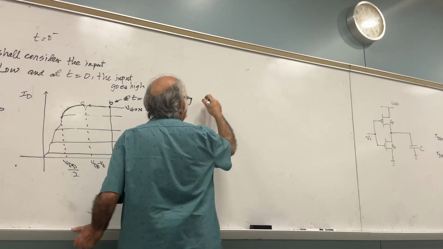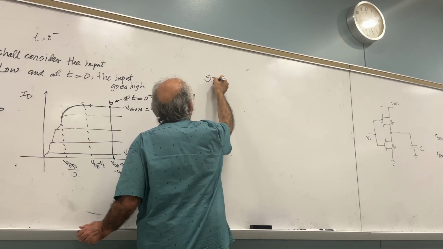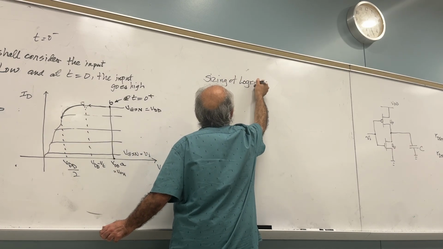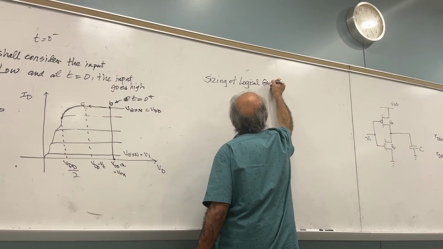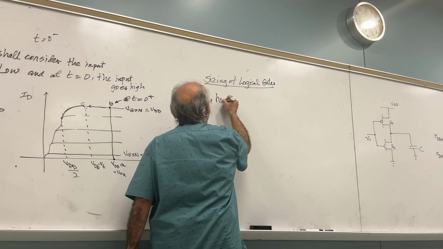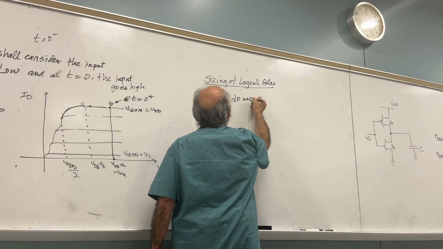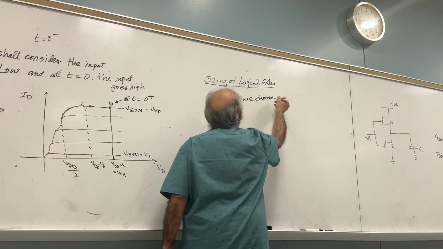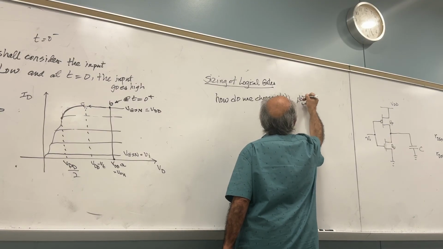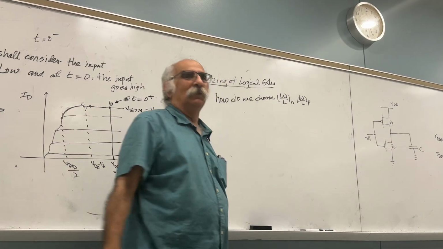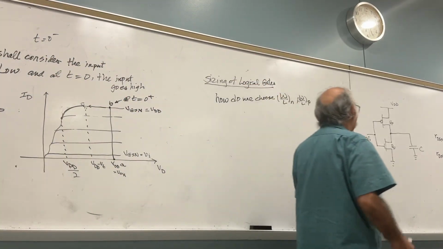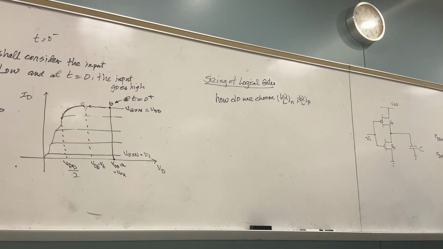We'll get to the power after we finish this one. Sizing of logical gates. In other words, how do we choose W over L N and W over L P? Clear? That is called the sizing of the transistors in the logical gates.